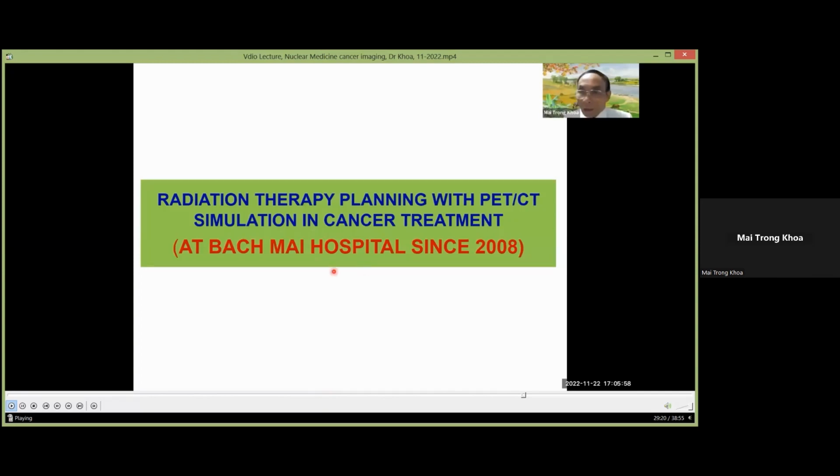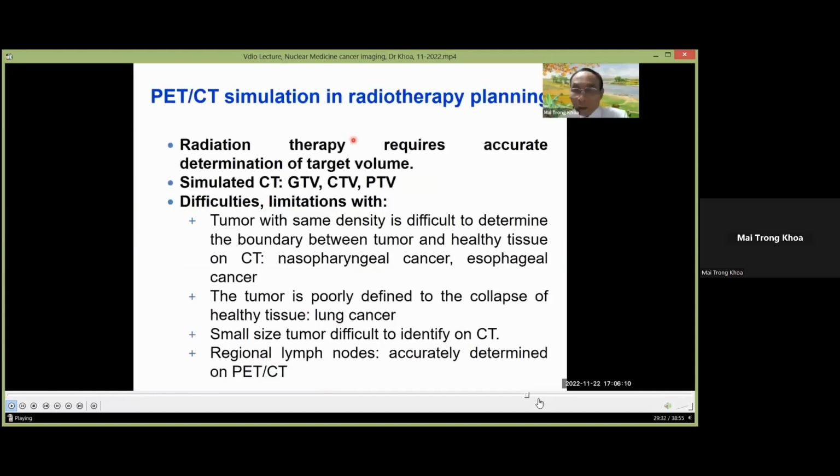And PET-CT has another very important role, which is radiation therapy planning simulation. In Vietnam, we have routine use of PET-CT simulation. A simulation with PET-CT will help solve the radiation therapy planning difficulties we often encounter when using CT to simulate the radiation therapy planning, as shown in this slide.